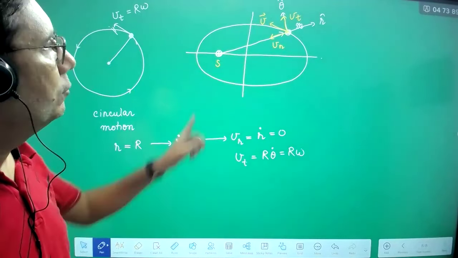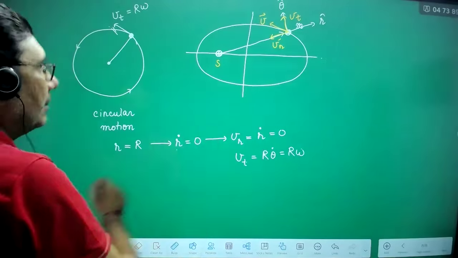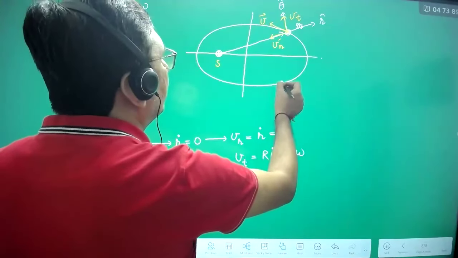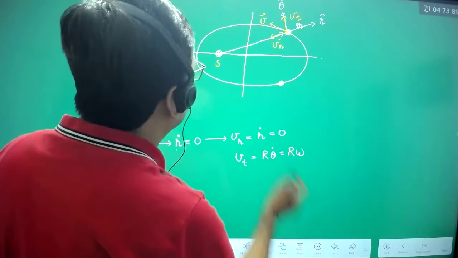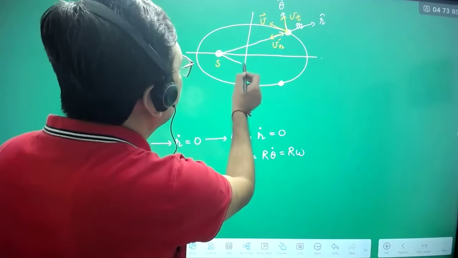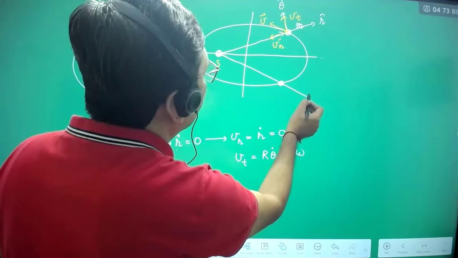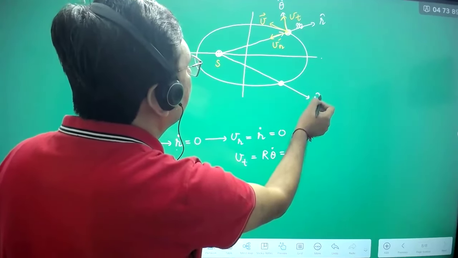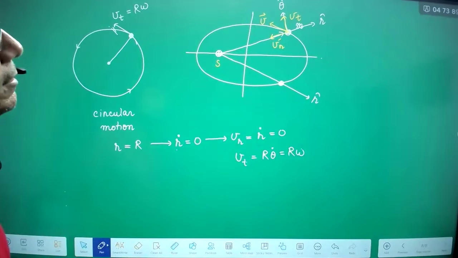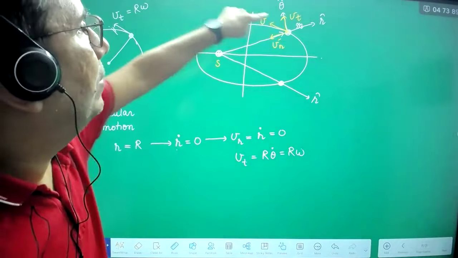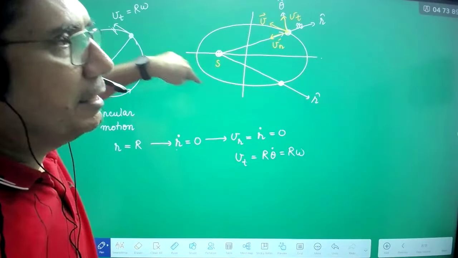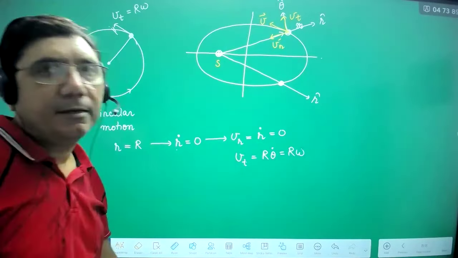If your object is here, then this will be the position vector. This is r cap. Sir, what is S? S is the source under the influence of which this particle is tracing this ellipse. Particle is undergoing motion on the elliptical path, so there should be some source.